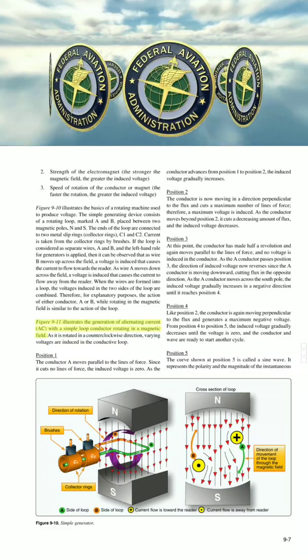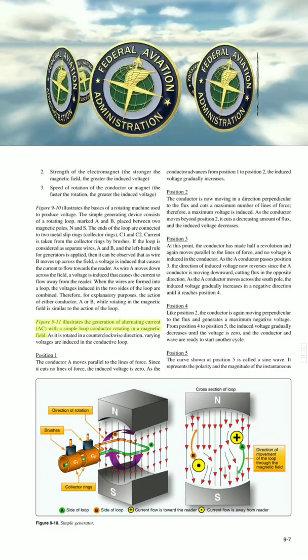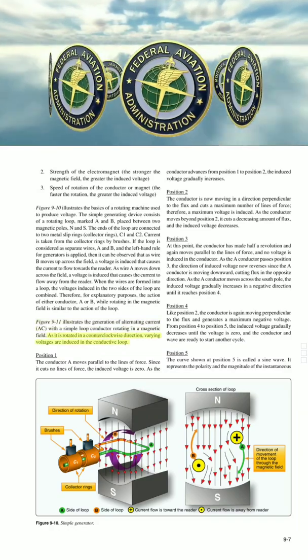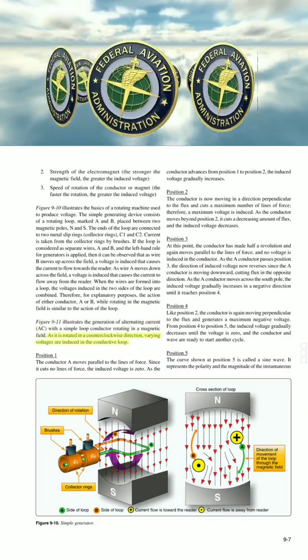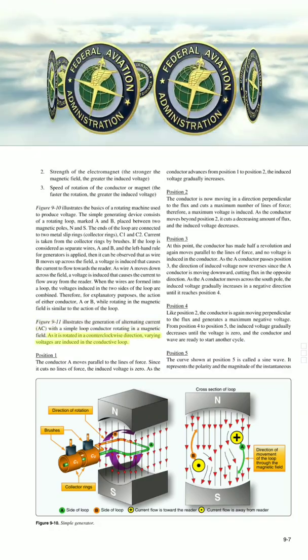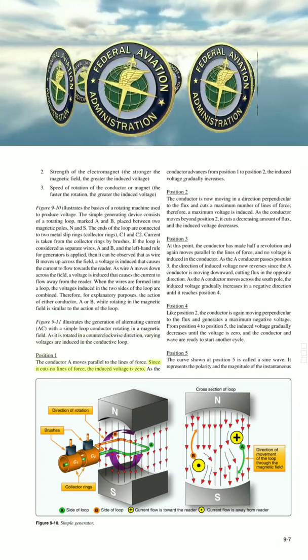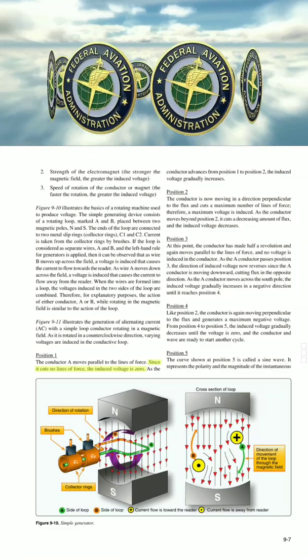Figure 9-11 illustrates the generation of alternating current, AC, with a simple loop conductor rotating in a magnetic field. As it is rotated in a counterclockwise direction, varying voltages are induced in the conductive loop. Position 1. The conductor A moves parallel to the lines of force. Since it cuts no lines of force, the induced voltage is 0.